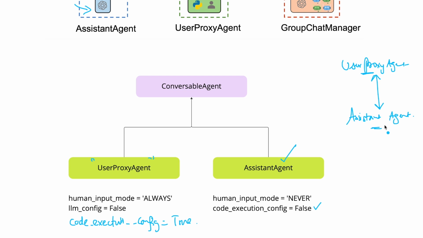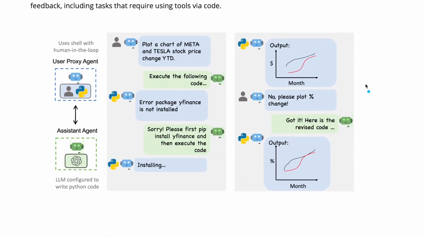Let's say that we are trying to generate the code, then assistant agent will take the help of LLM, which it's already integrated with, try to generate the code, and user proxy agent executes the code, or whatever it instructs to execute. If you look at this example that I have provided here, there are a couple of agents, user proxy agent and assistant agent. So user proxy agent is sending a request to the assistant agent stating to plot a chart of Meta and Tesla stock price change in year to date values, right? So execute the following code.